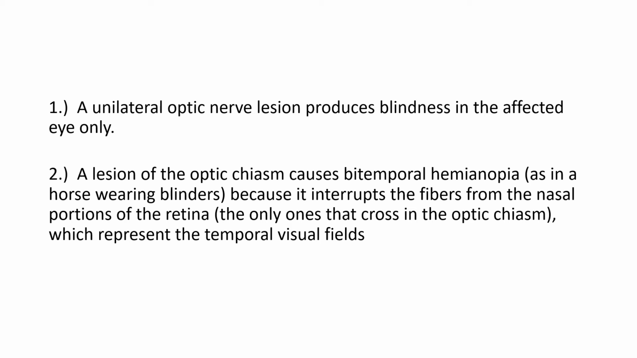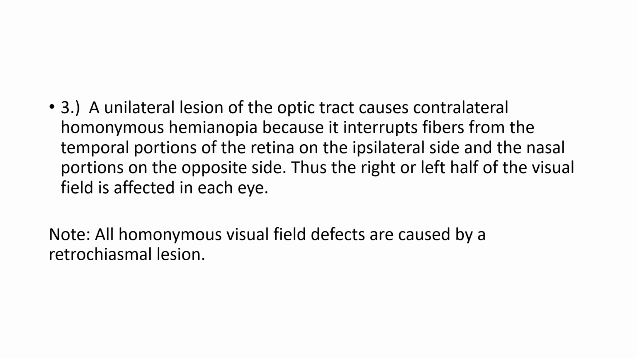Number 3, a unilateral lesion of the optic tract causes contralateral homonymous hemianopia because it interrupts fibers from the temporal portions of the retina on the ipsilateral or same side and the nasal portions of the opposite or contralateral side. Thus, the right or left half of the visual field is affected in each eye. Note, all homonymous visual field deficits or defects are caused by a retrochiasmal lesion. Remember, that's back behind, post optic chiasm, or where it crosses over.